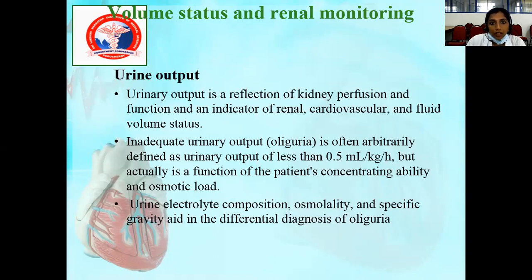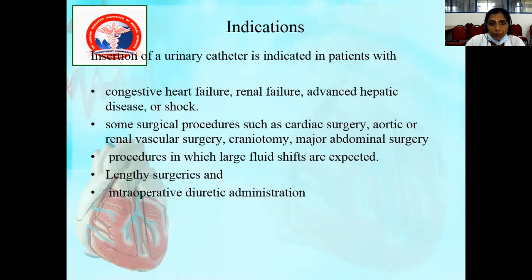Then in volume status and renal monitoring, mainly renal urine output. Adequately, it is around 1 ml per kg per hour. But if it is less than 0.5 ml per kg per hour, we consider it oliguria. Then, of course, in major surgeries we'll put a Foley's. Apart from that, if it's a patient of shock or CCF, renal failure, hepatic disease, or some major cardiac surgery or aneurysm surgery, or some craniotomy, or some major surgery in which we expect large fluid shifts, their definite indication is to put a urinary catheter and to measure the urine output.